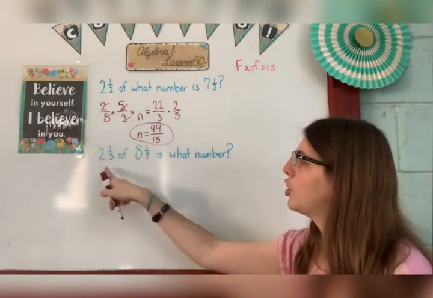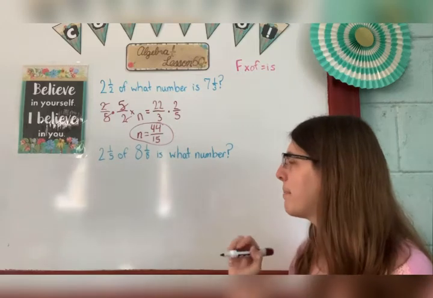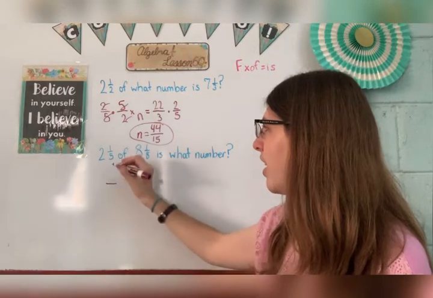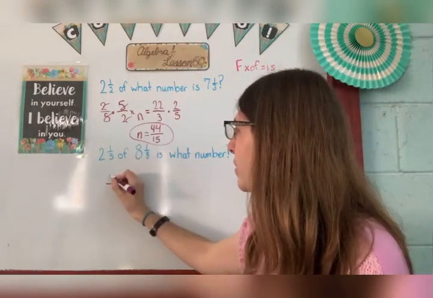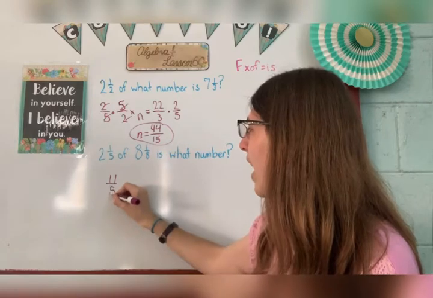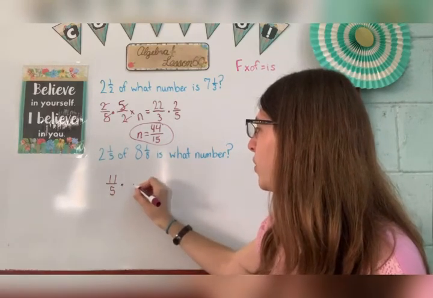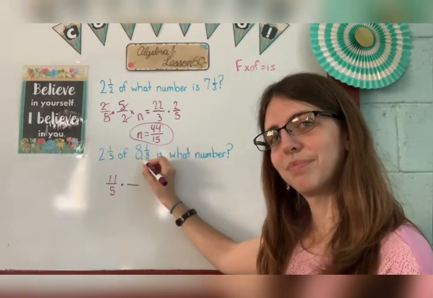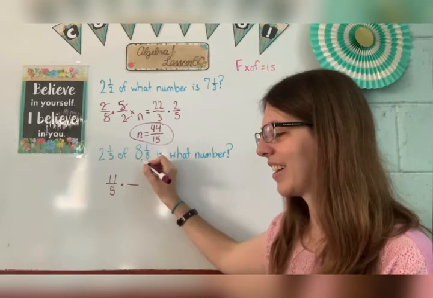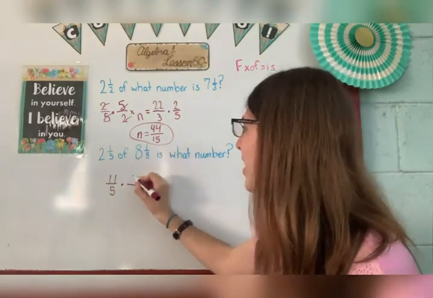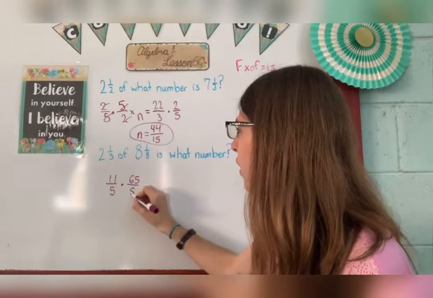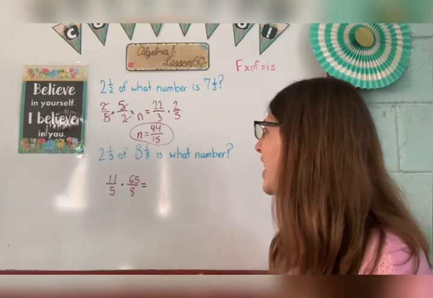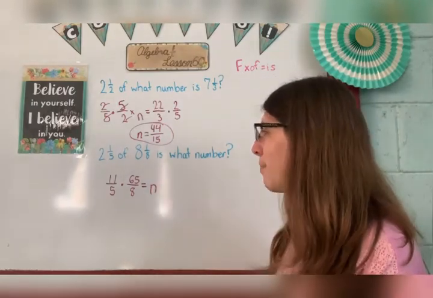Now let's try this one. 2 1/5 of 8 1/8 is what number? Well, I'm going to start by changing 2 1/5 to an improper fraction. 5 times 2 is 10. 10 plus 1 is 11. Over 5, that stays the same. Of, so times, 8 times 8. Okay, very good. 8 times 8 is 64, plus 1, 65. Over 8. In case you didn't pick up on it, I was pausing to see if you could say it in your head. Equals what number? So we use n for that number.